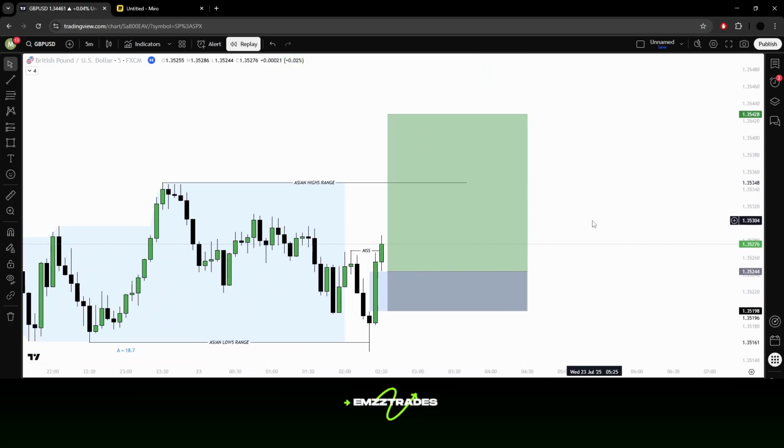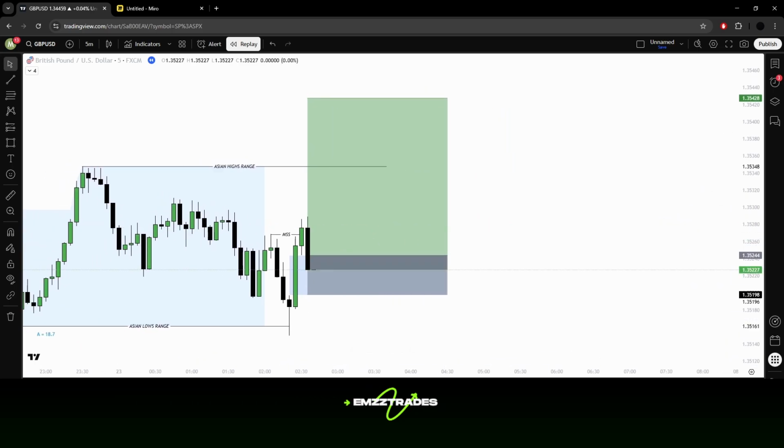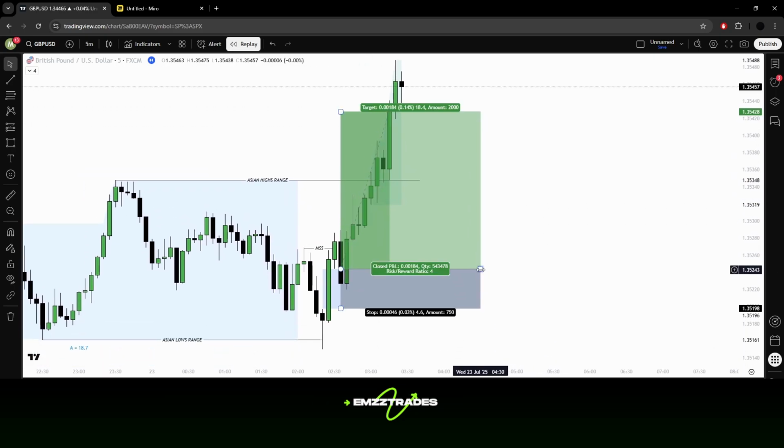I'm showing you exactly how you can trade it the way I trade it, so you can make profits too. As you can see right there, if I play price forward, price has entered right there, and it went towards the upside, going up, completely smashing my take profit.